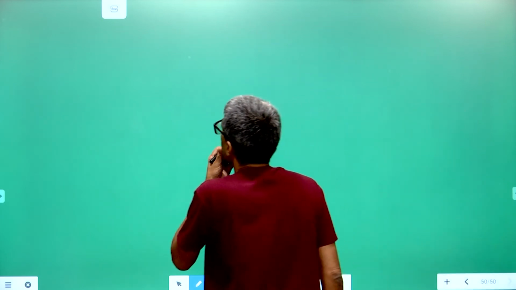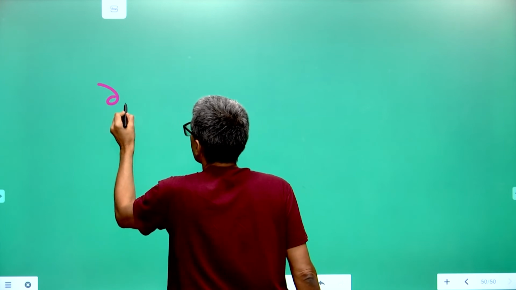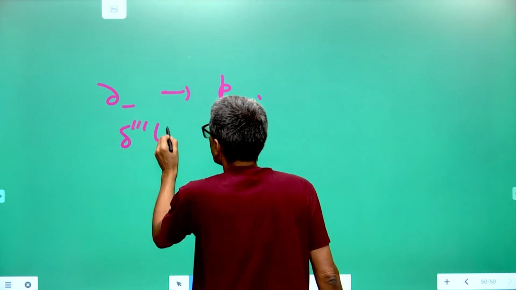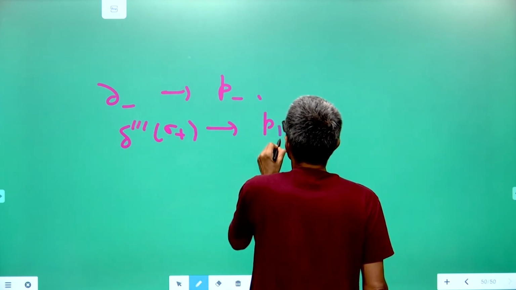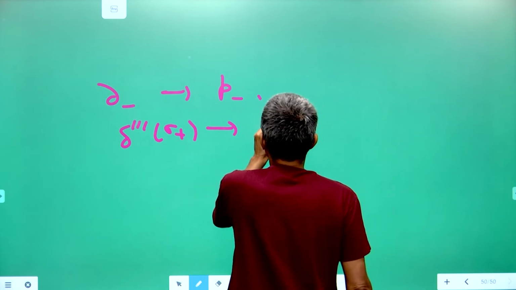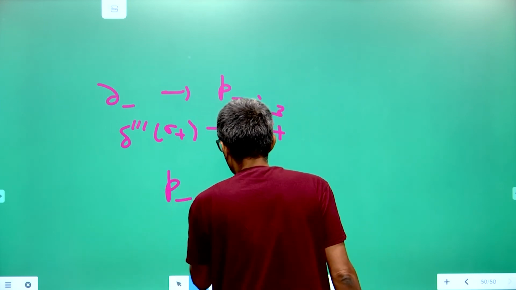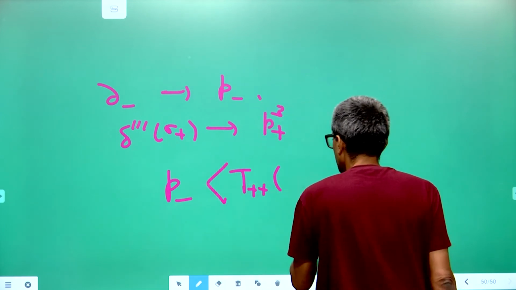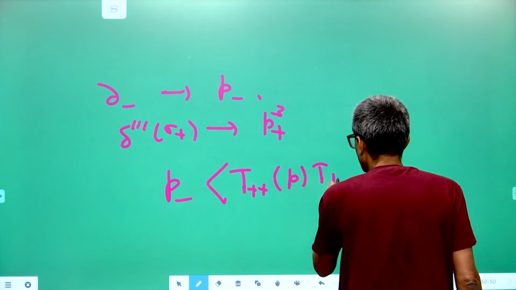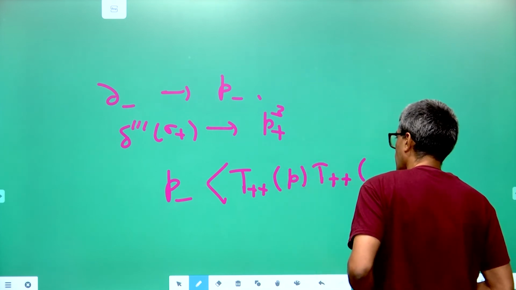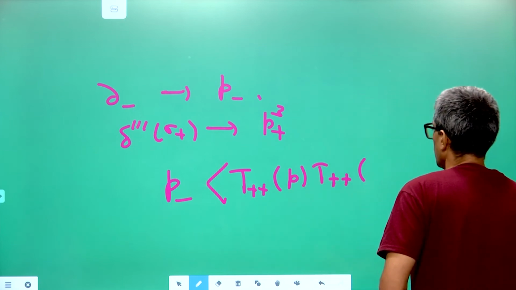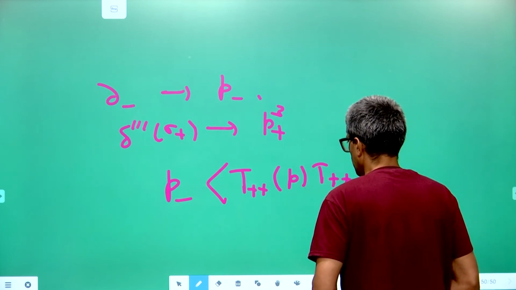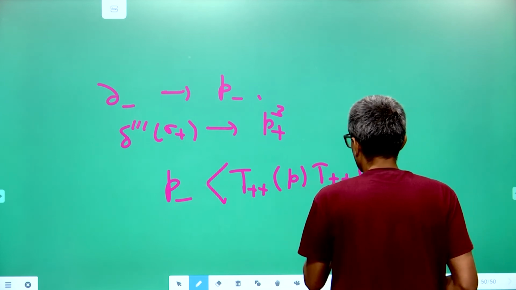Now what happens is that I can write this relation in the momentum domain. Whenever I have a dou minus, it amounts in the momentum domain to multiplying by p minus. When I have a triple derivative in sigma plus, this amounts to multiplying in the momentum domain by p plus cube. So I can write this relation in a convenient form, namely p minus acting on the correlation T plus plus at p into T plus plus at... how should I write this? I should write this as so, okay, you can look at it this way.